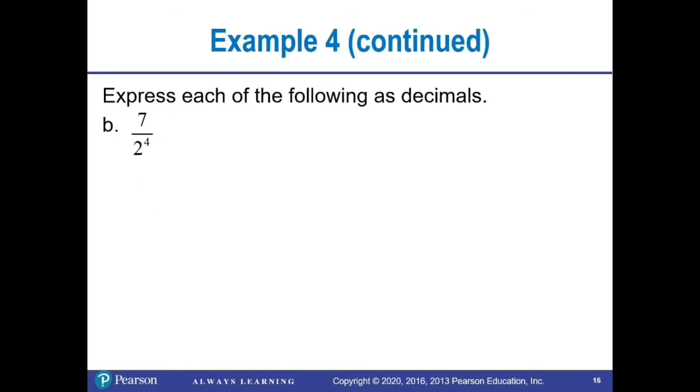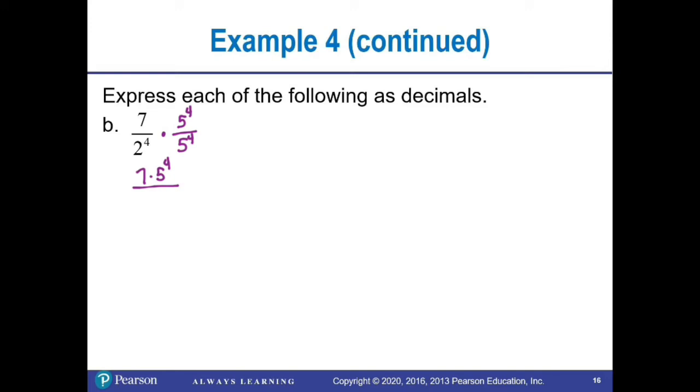Let's look at another. Let's suppose we have 7 over 2 to the 4th. Now I need powers of 10 in my denominators. To get a power of 10, my power of 2 and my power of 5 have to match. So I'm going to multiply the denominator by 5 to the 4th so that my power of 2 and my power of 5 match. If I multiply the denominator by a power of 4, I also have to multiply the numerator by a power of 4. I'm going to bring down that numerator, 7 times 5 to the 4th.